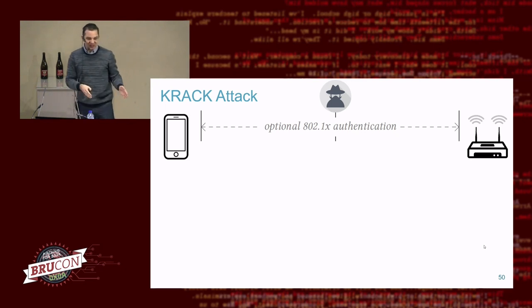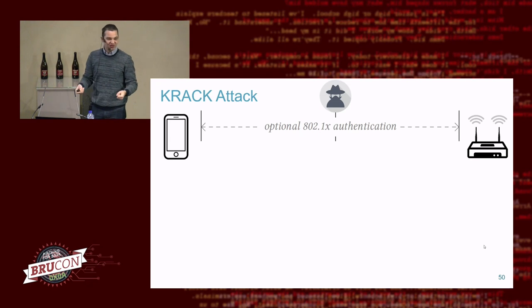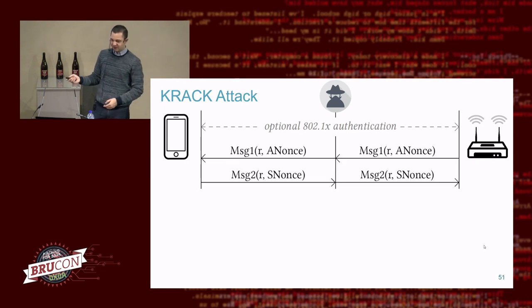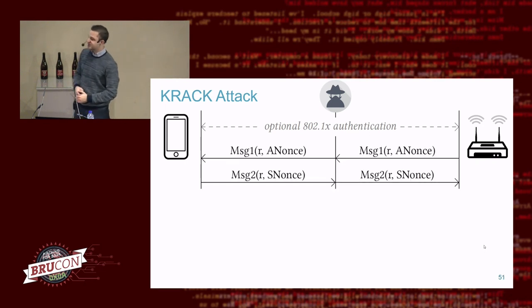Or in case you have a home network, then this shared secret between both devices is simply the password of the network. And once we have the shared secret, we can execute the four-way handshake. And as the name of this handshake implies, the four-way handshake consists of four messages. And the first two messages are used to exchange a random number between both devices.